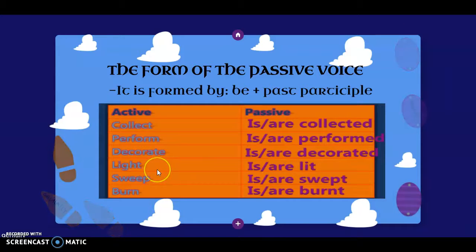But remember, if the verb is irregular, we need to change the form into the past participle form. For example, light, it will be lit, is lit, are lit. Sweep, for example, swept, is swept, are swept. Burn is burned, are burned.